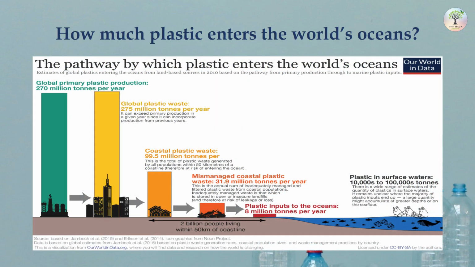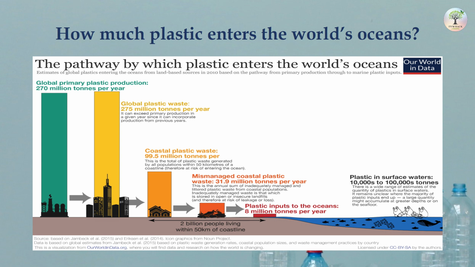How much plastic enters the world's oceans? Here we see that in 2010, global primary production of plastic was 270 million tons. Global plastic waste was 275 million tons. Plastic waste generated in coastal regions is most at risk of entering the oceans. In 2010, coastal plastic waste, generated within 50 kilometers of the coastline, amounted to 99.5 million tons.